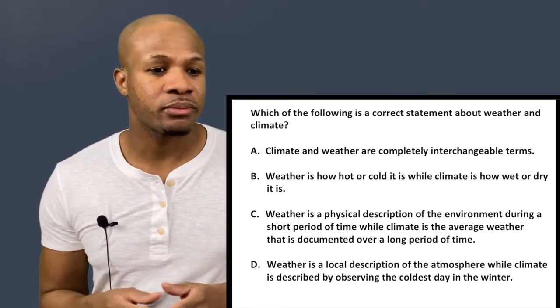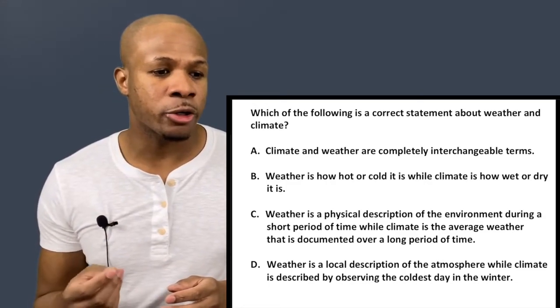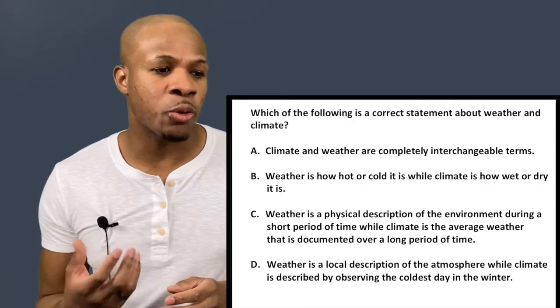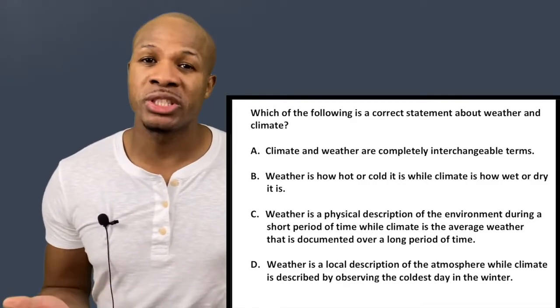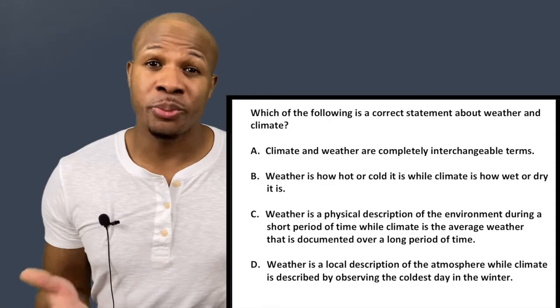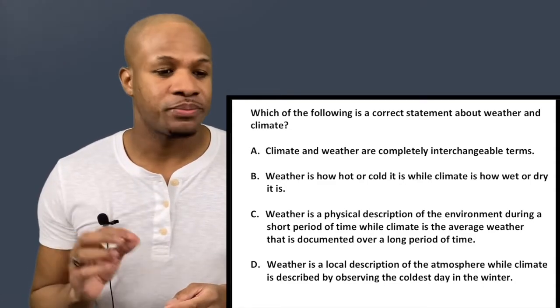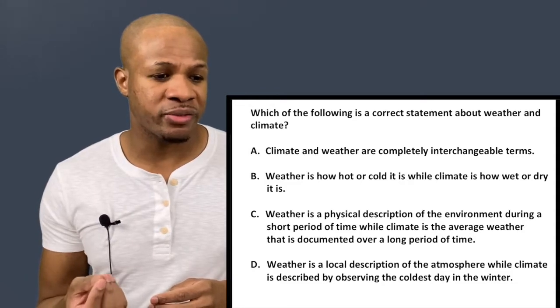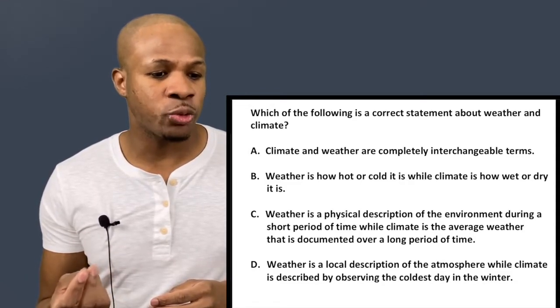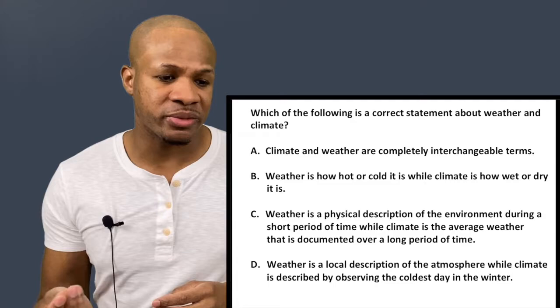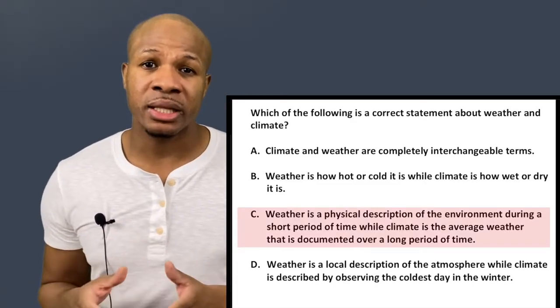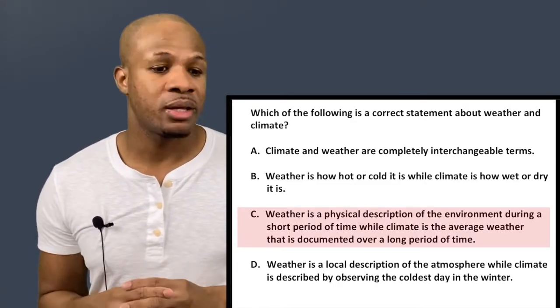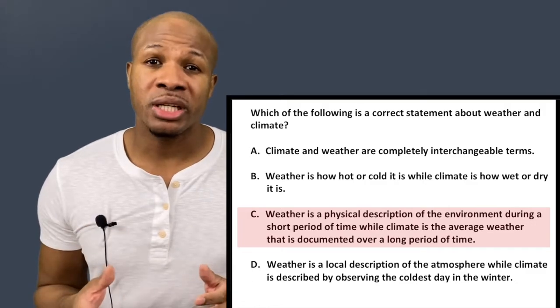B says, weather is how hot or cold it is, while climate is how wet or dry it is. Okay, we just talked about what weather and climate are, so B is incorrect. C says, weather is a physical description of the environment during a short period of time, while climate is the average weather that is documented over a longer period of time. That's exactly right. That's exactly what weather and climate are. So C is correct, and just to double check, we look at D.